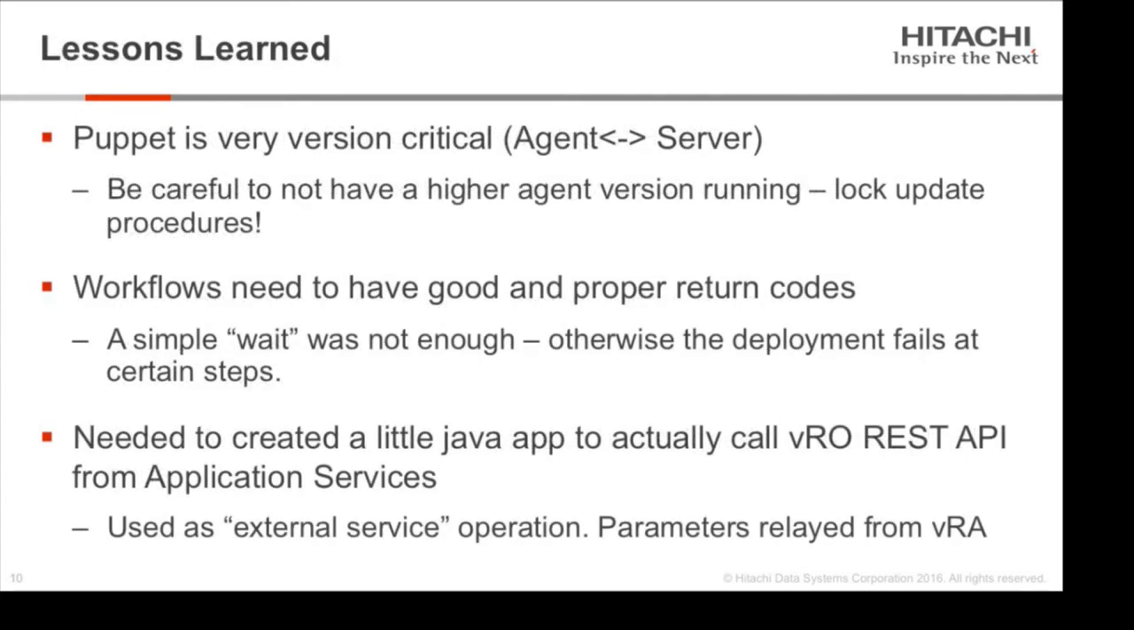Also, we have some lessons learned here. Puppet is very version critical. Once your agent is more advanced than your server, the agent will never register itself to the Puppet master. That's very critical. Also, workflows need to have good and proper return codes. That's super critical in every project when you do workflows. So don't just put a silly wait statement in there. You need to have a response from a workflow saying, I was successful, this is done, and you need to wait until it is successful.